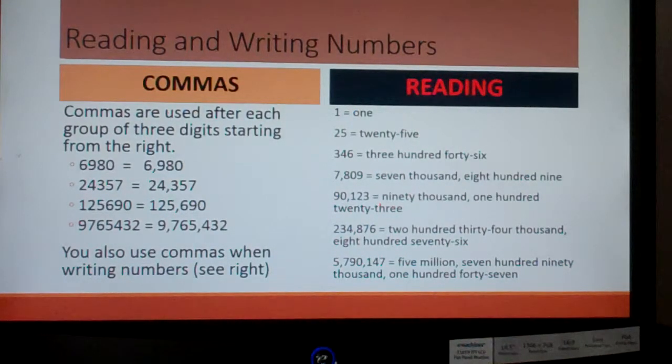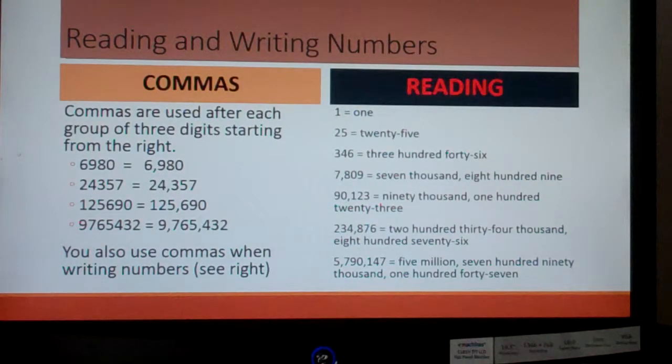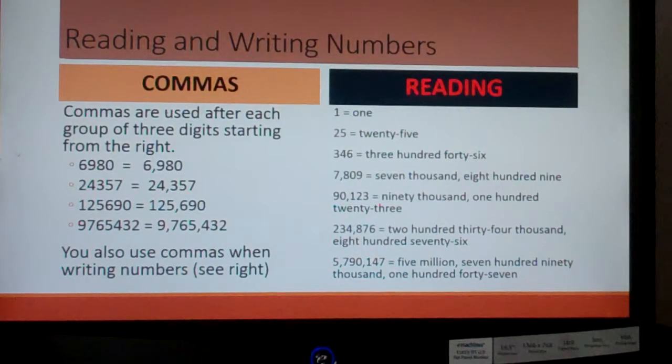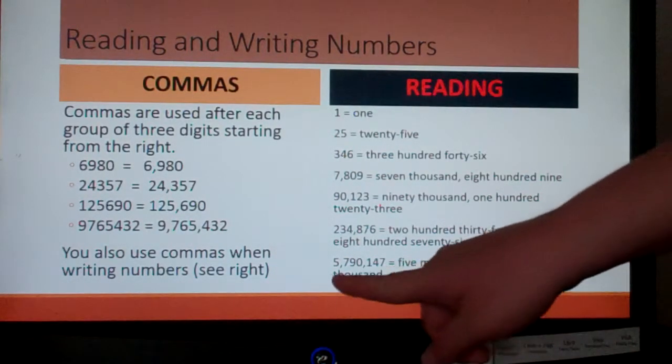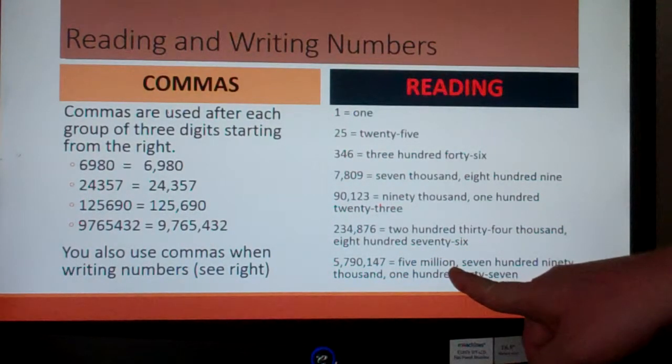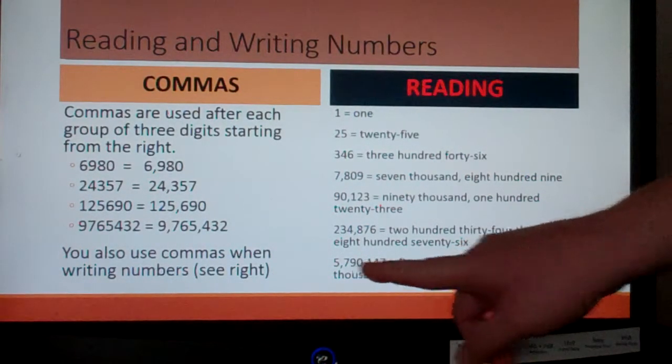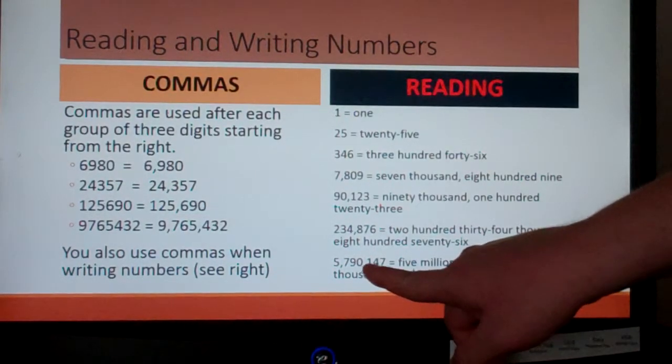90,123. The comma is between the 0 and the 1. 234,876. Comma between the 4 and the 8. 5,790,147. Again, counting from the right: 1, 2, 3, comma, 1, 2, 3, comma. And so 5 million, comma, 790,000, comma, 147.